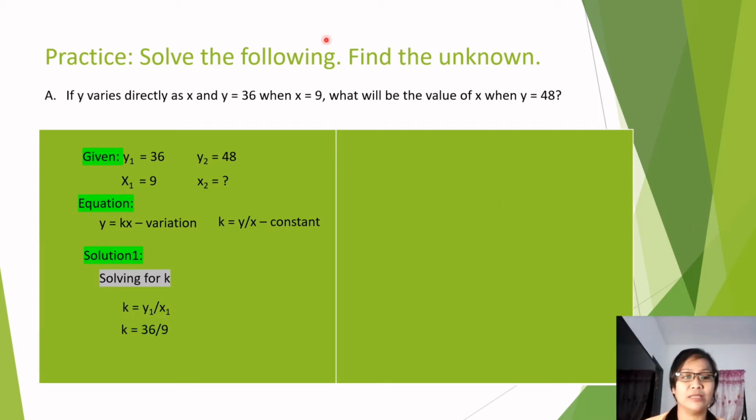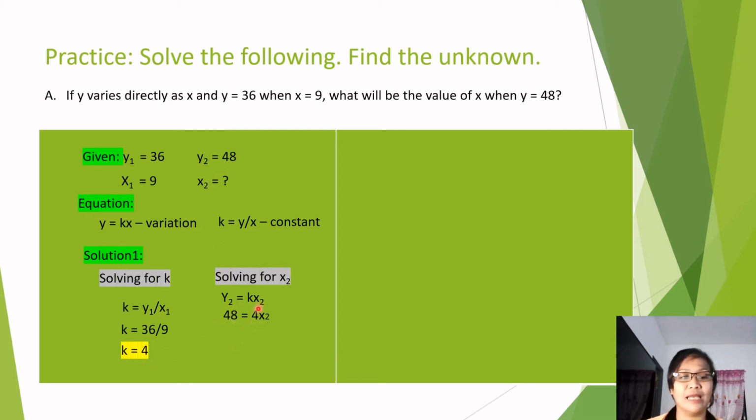Next, substitute. K now is equal to y is 36 and x is equal to 9. And 36 divided by 9 is equal to 4. Therefore, our k is equal to 4. To solve x sub 2, of course, we need to write our equation for variation. Pero this time, kailangan natin isulat ang sub 2. Okay? So, y sub 2 now is equal to k and x sub 2. Then, substitute the given. Ang y sub 2 natin is 48 is equal to ang k is 4.